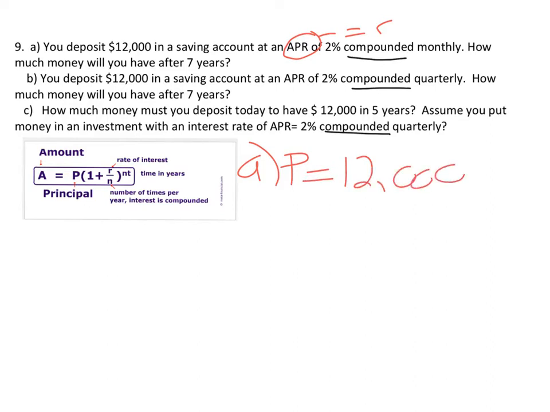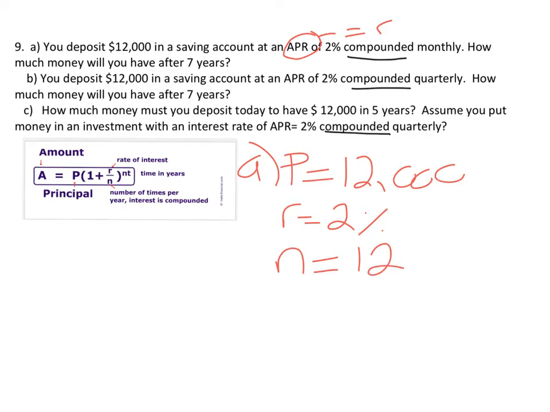At an APR of 2%. Remember we said that APR is your rate, your interest rate. So right now I'll just write it as 2%, but we are going to have to change that from a percent to a decimal. Then it says compounded monthly. That's telling us how many times per year it's compounded. Monthly means once a month. There's 12 months per year, so monthly is going to give us an N of 12 times per year.